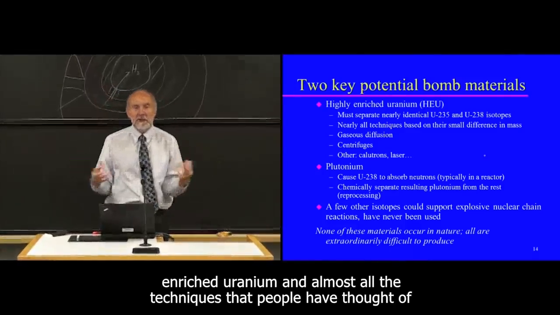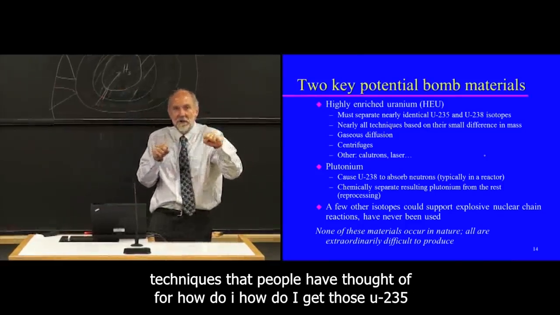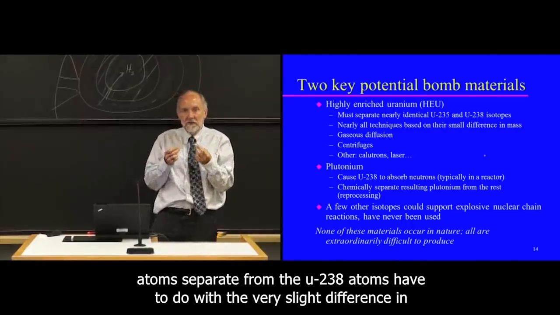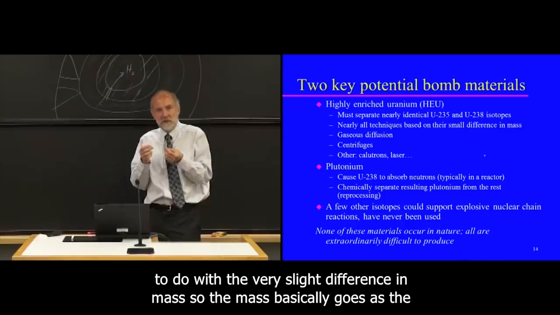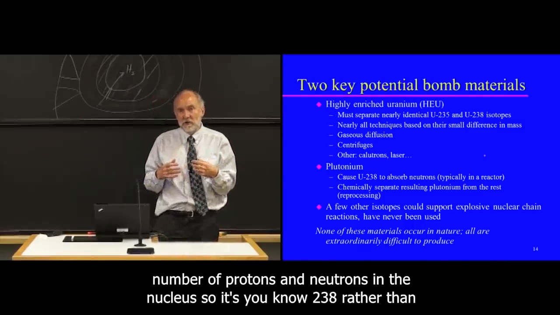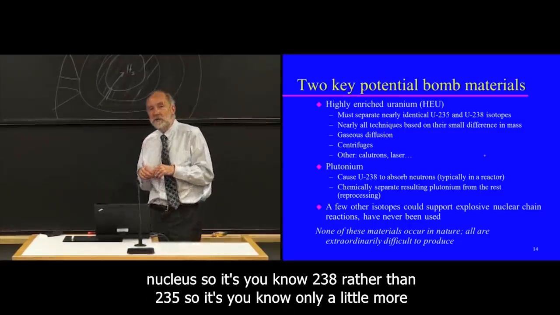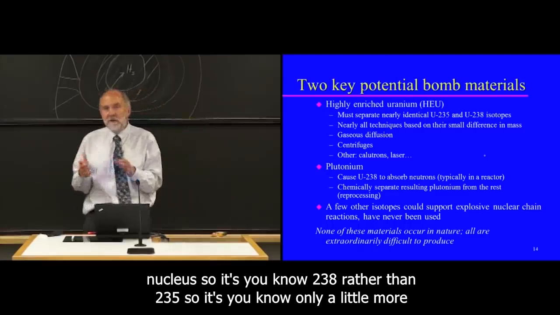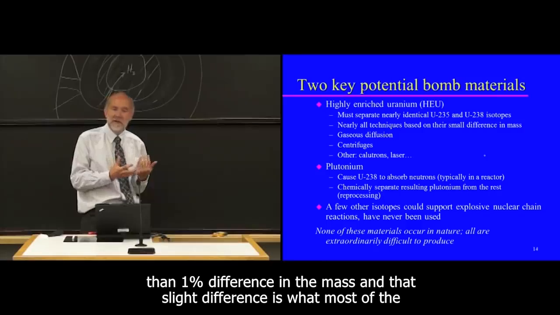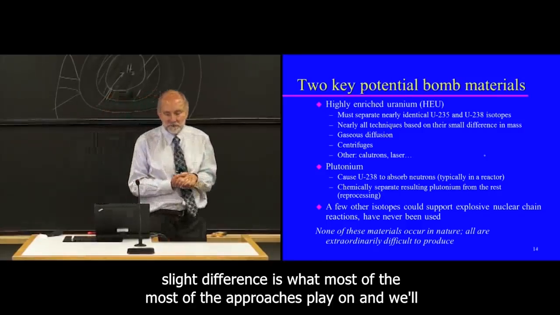And almost all the techniques that people have thought of for how do I get those U-235 atoms separate from the U-238 atoms have to do with a very slight difference in mass. So the mass basically goes as the number of protons and neutrons in the nucleus. So it's 238 rather than 235. So it's only a little more than 1% difference in the mass, and that slight difference is what most of the approaches play on.